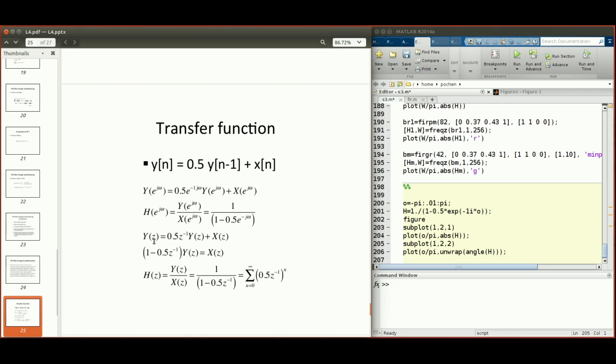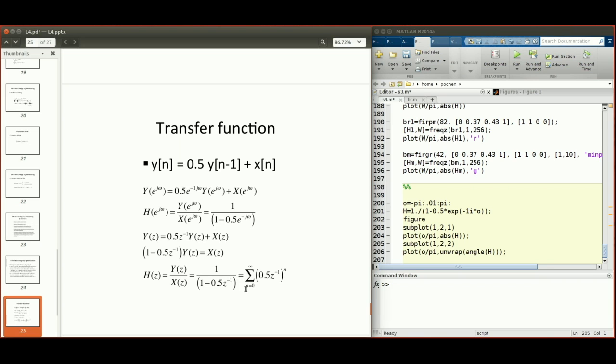Now let's introduce a new variable that's called z. We're going to use z to replace e to the j omega in this formula. So big Y of e to the j omega becomes Y(z), and 0.5 e to the minus j omega becomes z to the minus 1 power, times big Y(z), plus big X(z). If we use z, some kind of arbitrary complex number, to replace e to the j omega, we arrive at this representation of the input-output relation. Again, we can collect the terms containing big Y(z), and express the transfer function in terms of z, H(z) equals Y(z) divided by X(z), which equals 1 divided by 1 subtract 0.5 z to the minus 1 power.